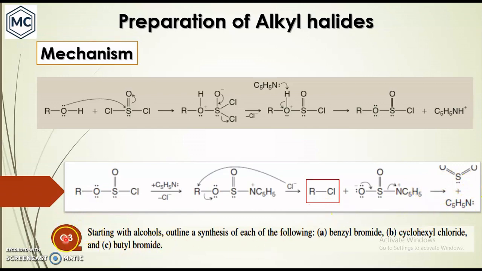And you have one question: starting with alcohol, outline a synthesis of each of the following. How to prepare? First case, benzyl bromide, starting with alcohol. Which method and which reagent would you prefer? Next one, cyclohexyl chloride. And third one, butyl bromide.